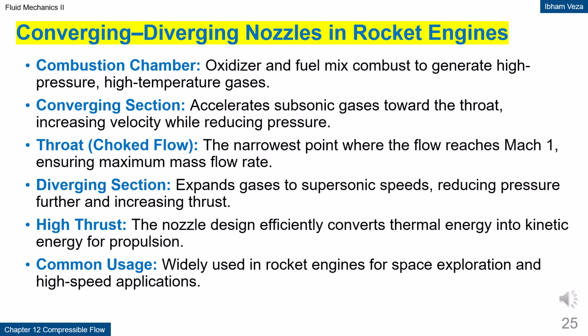Converging, diverging nozzles in rocket engines. In a rocket engine, the combustion chamber produces gases with very high pressure and temperature. The converging section accelerates the subsonic flow toward the throat. At the throat, the flow reaches sonic conditions, and the mass flow rate becomes maximum. The diverging section then accelerates the flow to supersonic speed to produce large thrust. This design allows very efficient conversion of thermal energy into kinetic energy.